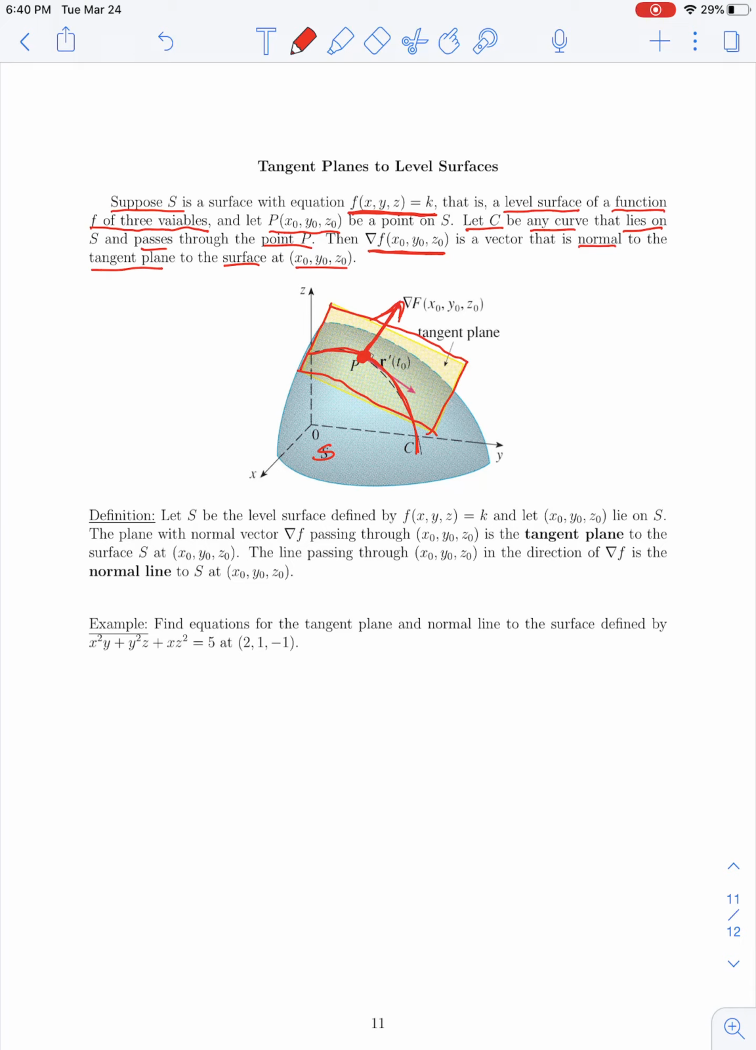So in other words, if I want to find the tangent plane to a level surface, I need a normal vector to find the equation of that plane.